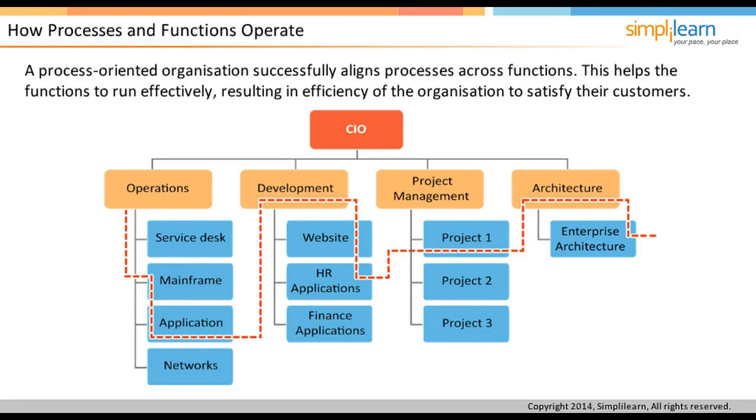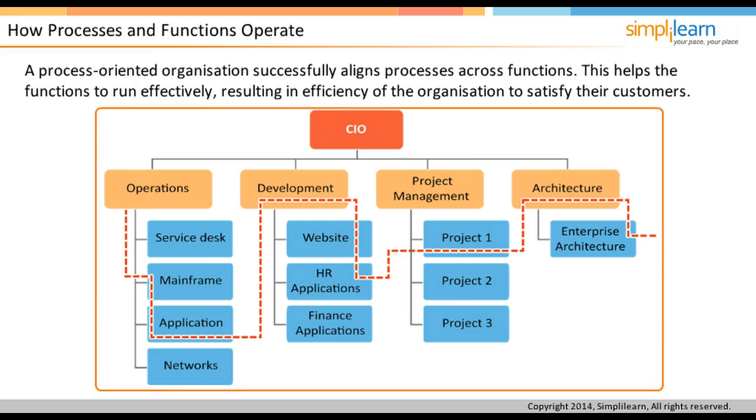A process-oriented organization successfully aligns processes across functions. This allows the functions to maintain their effectiveness, while the efficiency of the organization improves with the result of increased customer satisfaction. In the image shown on the screen, the various functions like operations, development, etc., and their subfunctions follow a single process that is indicated by a dotted line.